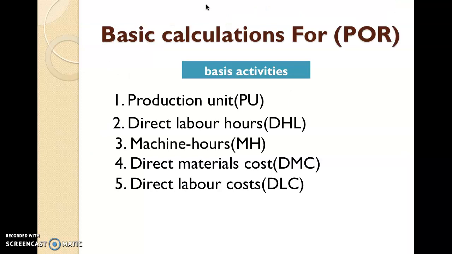For the basic calculation of POR, there are 5 basic activities. First, production unit. Second, direct labor hour. Third, machine hours. Fourth, direct material cost. Fifth, direct labor cost.